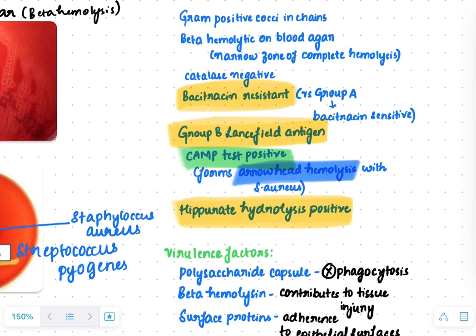Next, it is CAMP test positive. So we will discuss this test later. In the CAMP test, it forms an arrowhead hemolysis with the Staphylococcus aureus, and another important point is that hippurate hydrolysis is positive in this Streptococcus agalactiae.